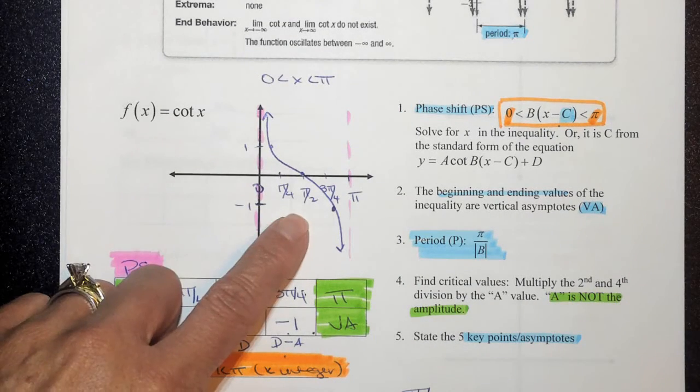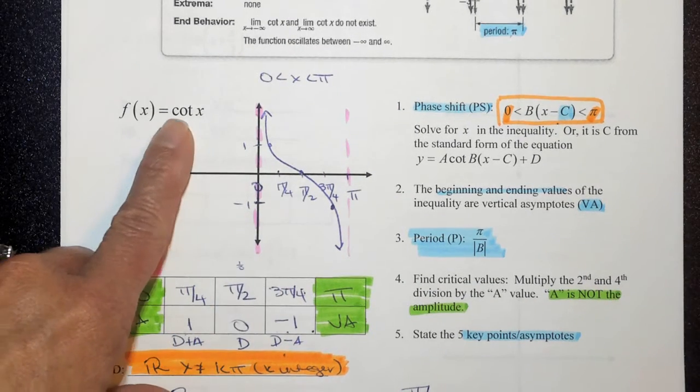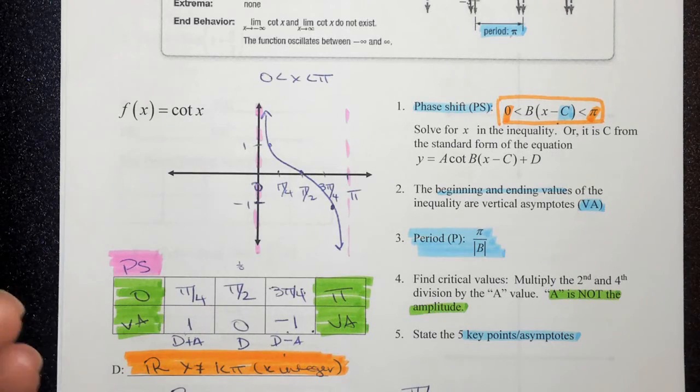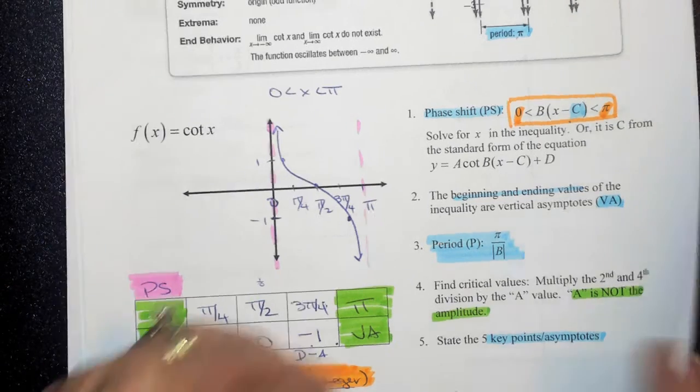Okay, now what's so funny is if this is a reflection, meaning you have a negative out here, it's a tangent graph because it's a reflection. So let's look at an example. We'll look at example 1.